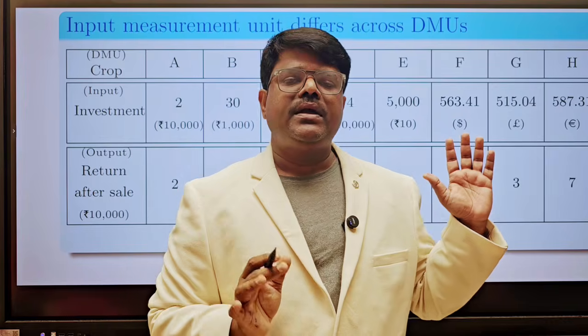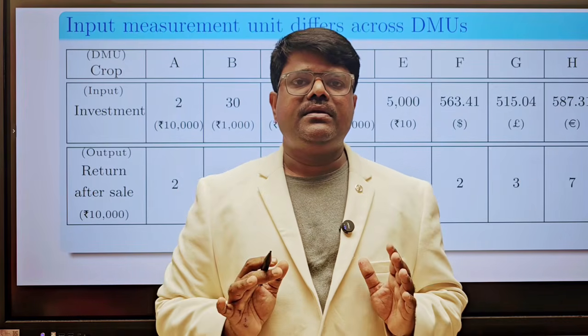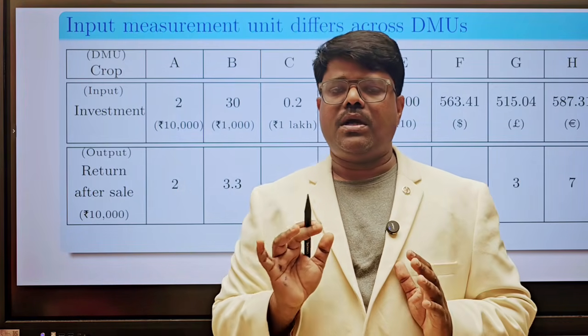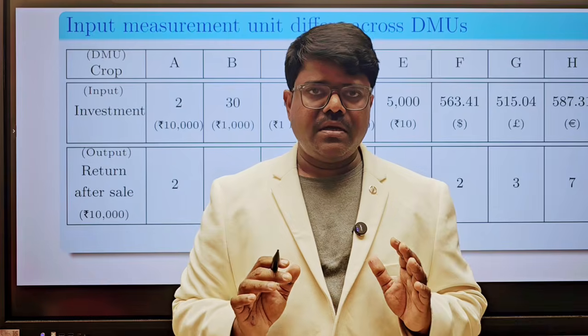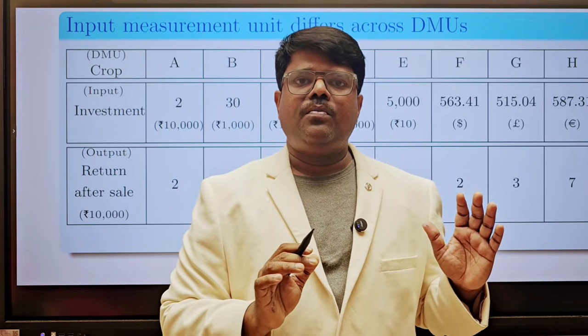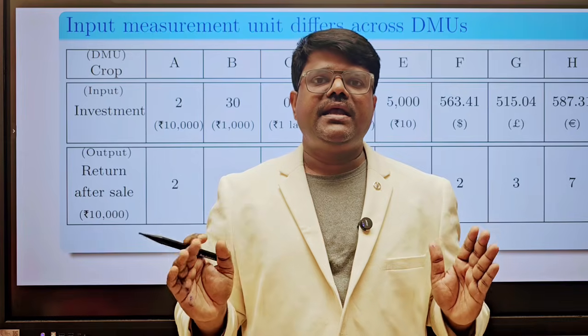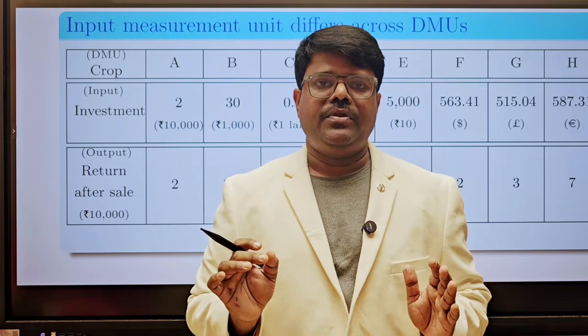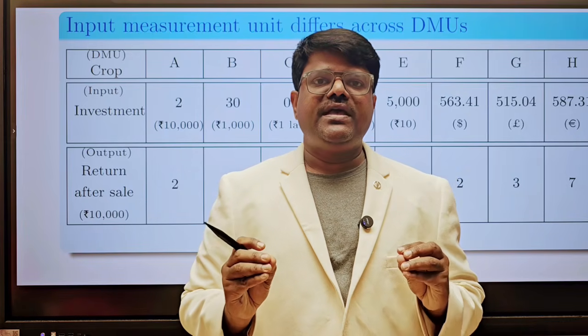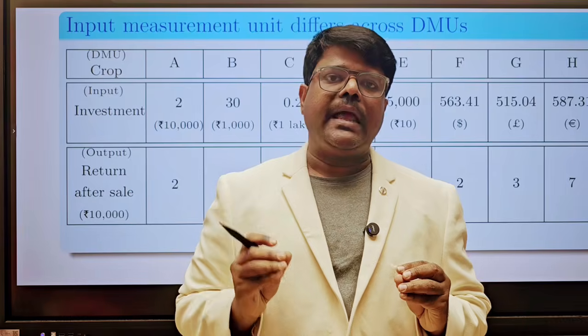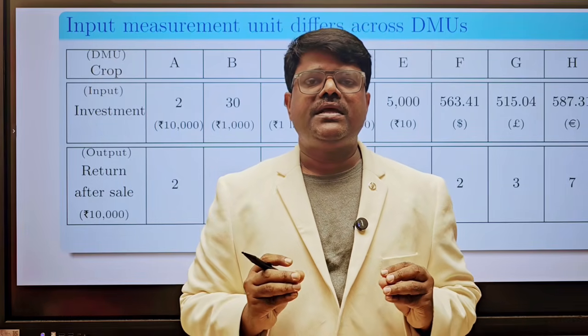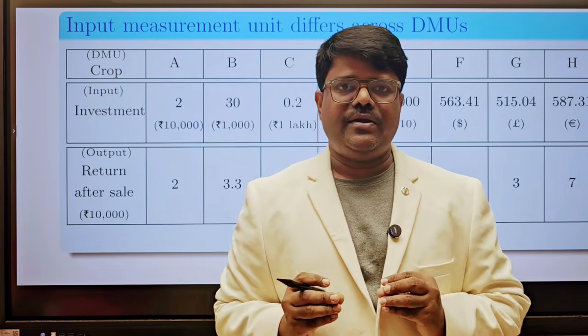If the unit is different, don't apply the direct formula. First make the units homogeneous. Observe that only if there is homogeneity in unit, then apply the efficiency formula, that is output value divided by input value.